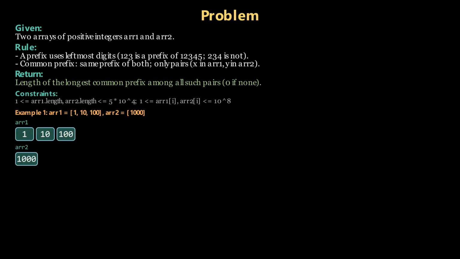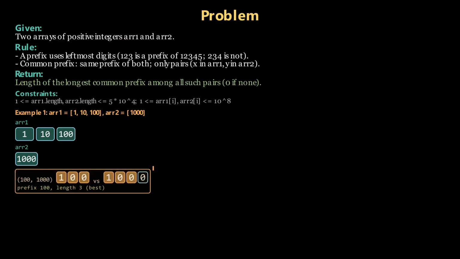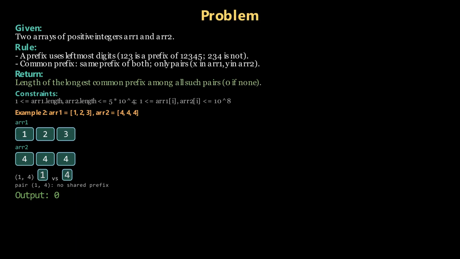Example 1, ARR1 is 1, 10, 100, ARR2 is 1000. Pair 1 with 1000, shared prefix 1, length 1. Pair 10 with 1000, shared prefix 10, length 2. Pair 100 with 1000, shared prefix 100, length 3. That is the longest, so the output is 3. Example 2, ARR1 is 1, 2, 3, ARR2 is 4, 4, 4. No digit prefix matches between any cross-array pair, so the answer is 0.